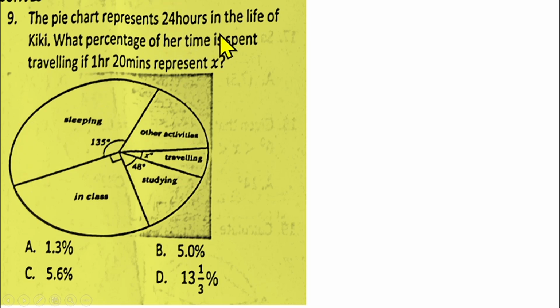We are looking for what percentage of her time is spent traveling if 1 hour 20 minutes represents X. So the time that represents X for traveling is 1 hour 20 minutes out of 24 hours, then multiply by 100. That will give us the percentage of the time spent on traveling, since we are changing it to a percentage.